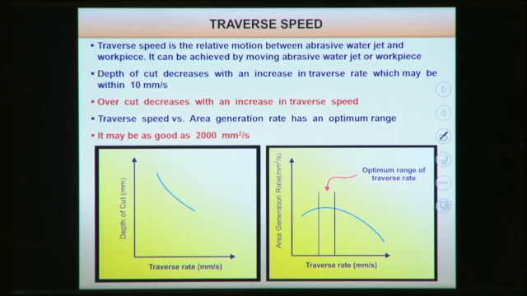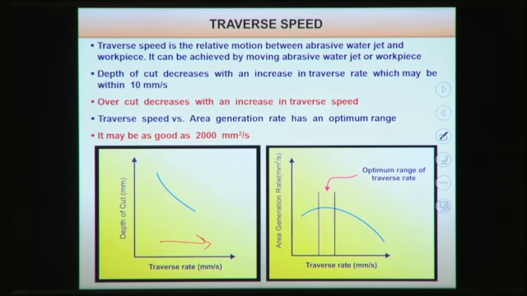So depth of cut decreases with increasing traverse speed. If you increase the traverse speed, your depth of cut will reduce. Overcut also decreases with increasing traverse speed. Suppose we want to decrease the overcut, in that case we have to move the abrasive water jet nozzle with a very high velocity, or increase the traverse rate, to reduce the overcut on the workpiece surface. And traverse speed versus area generation rate has an optimum value.